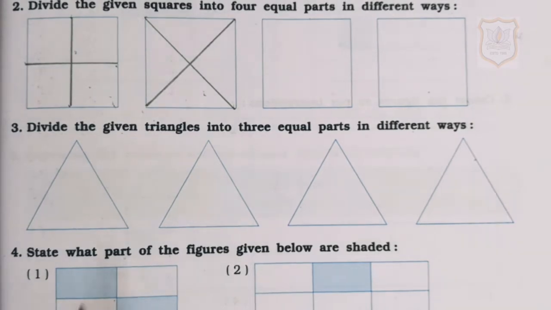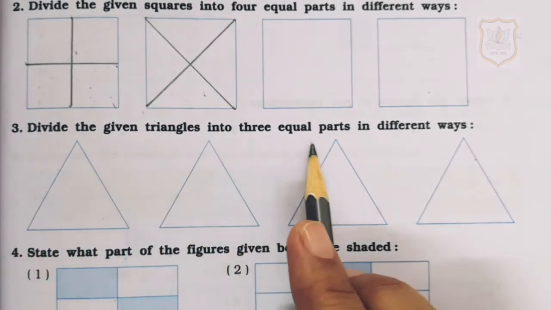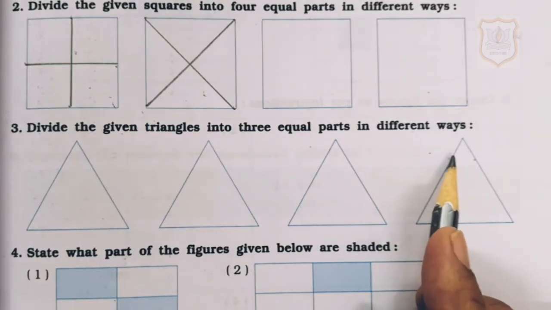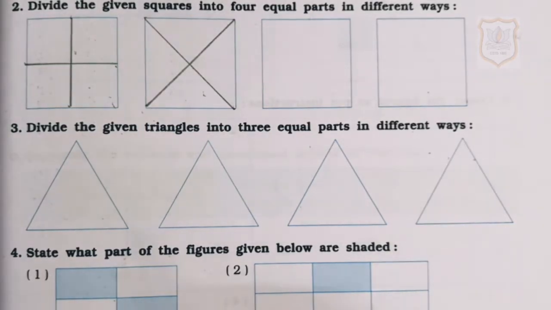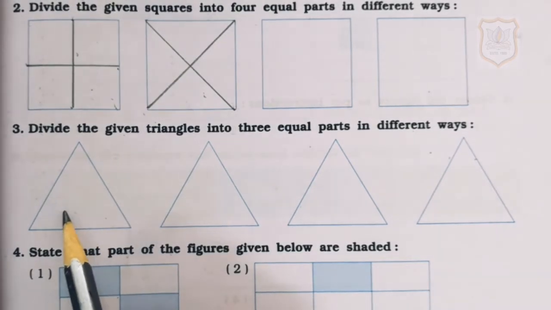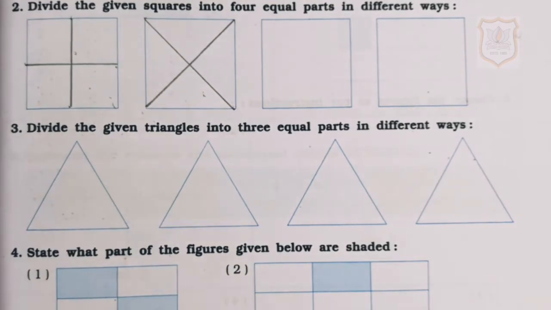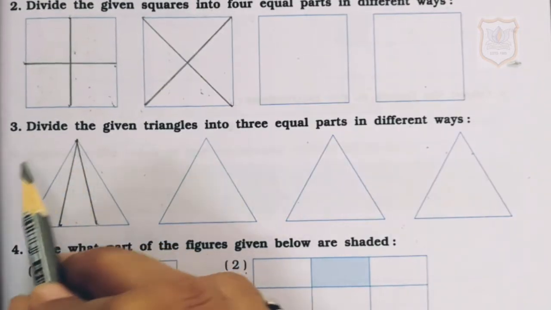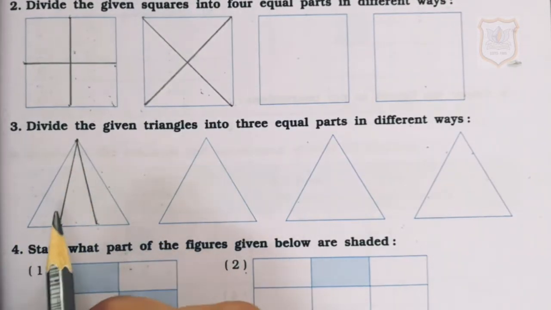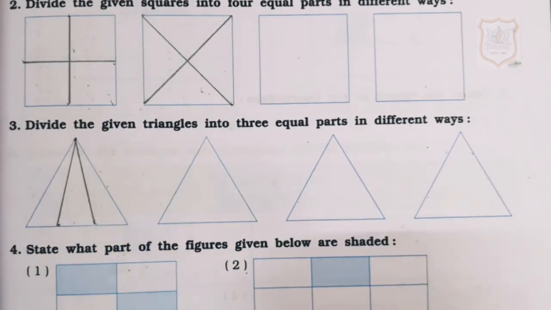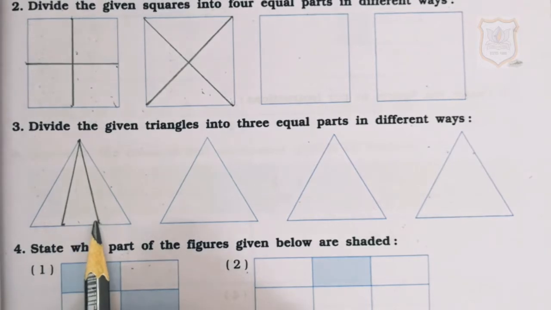Question number 3. Divide the given triangles into 3 equal parts in different ways. We have to divide this triangle into 3 different parts. Here to divide this triangle into 3 equal parts, we will draw 2 slanting lines. In this way students, by making 2 slanting lines, we will divide this triangle into 3 equal parts. Here 1, 2 and 3 parts are drawn with the help of 2 slanting line.